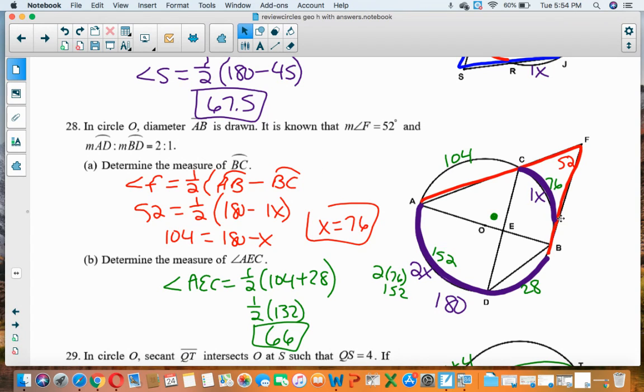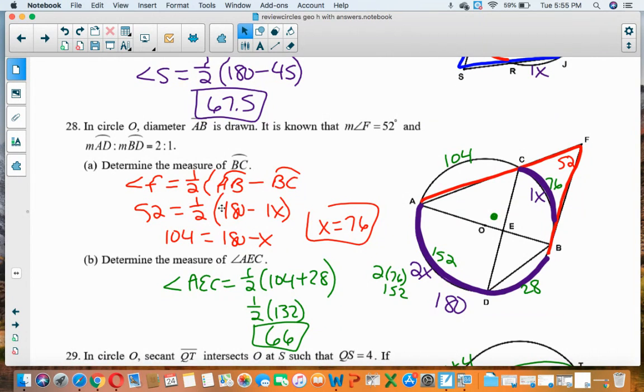All right, determine the measure of arc BC. So I'm trying to find this arc right here. Angle F, which is outside the circle, is 1/2 the difference of the arcs. So this arc right here is 180, and then this arc right here is 76. Actually, I don't know the arc. I know angle F is 52. I went ahead of myself. So angle F is 52.